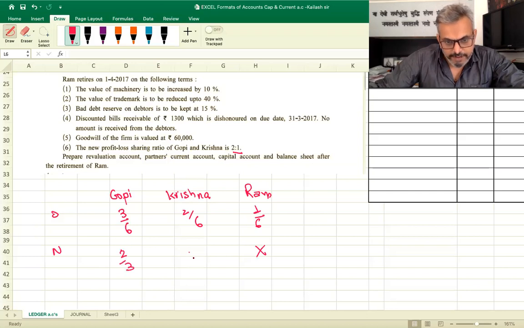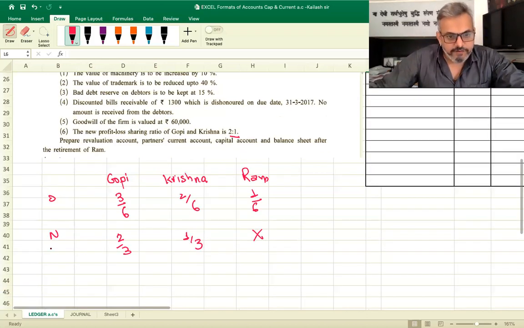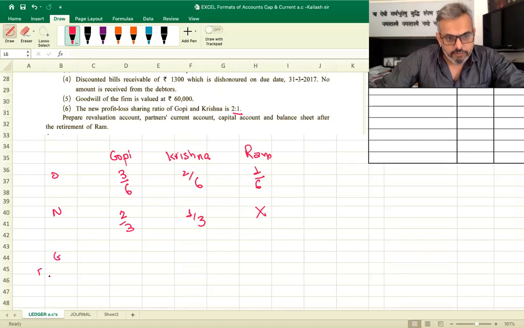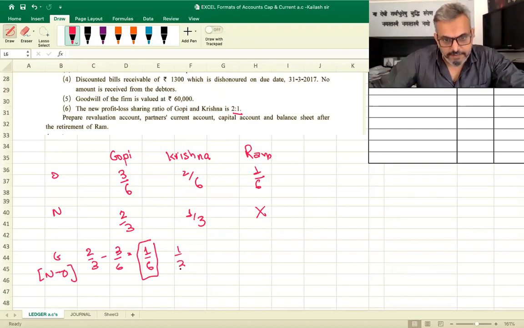2/3 and 1/3, and gain ratio. Gain is equal to what? New minus old. So 2/3 minus 3/6, which comes to 1/6, and 1/3 minus 1/6, which comes to again 1/6.